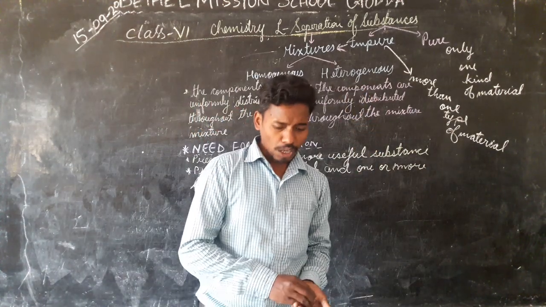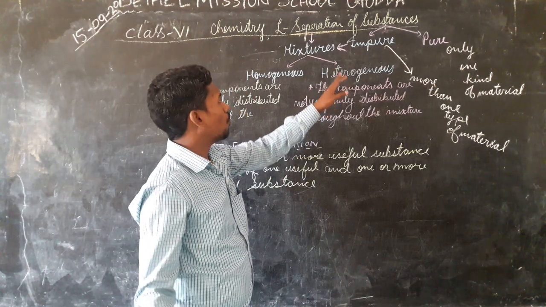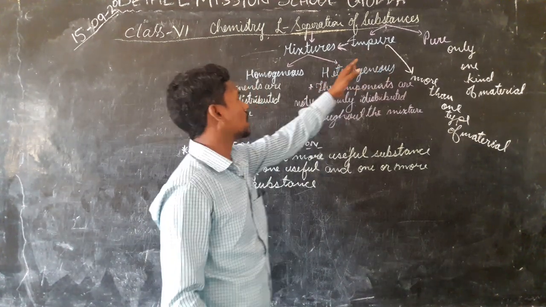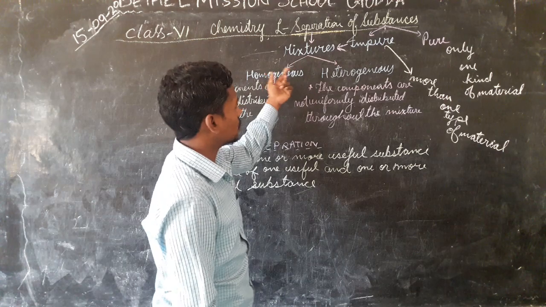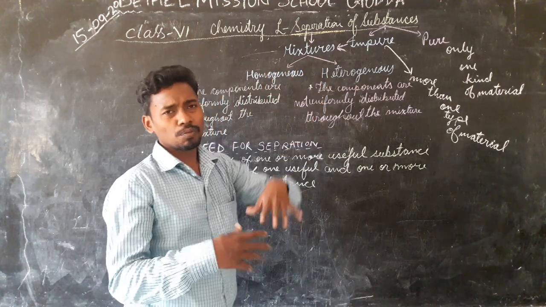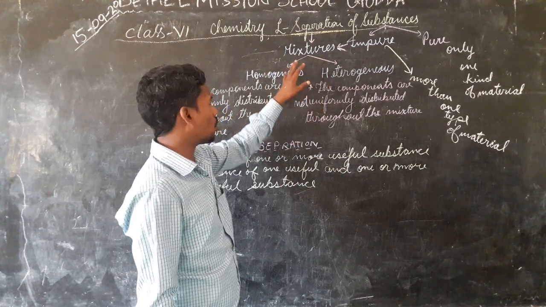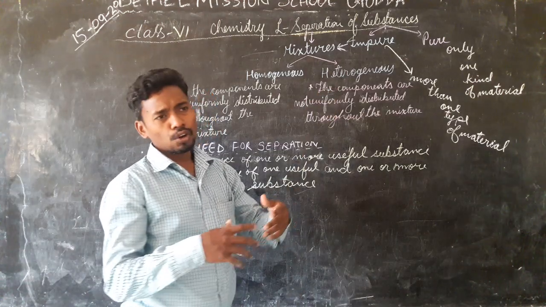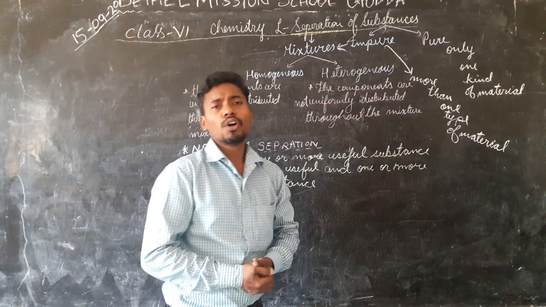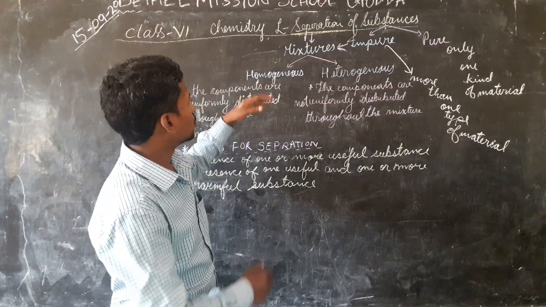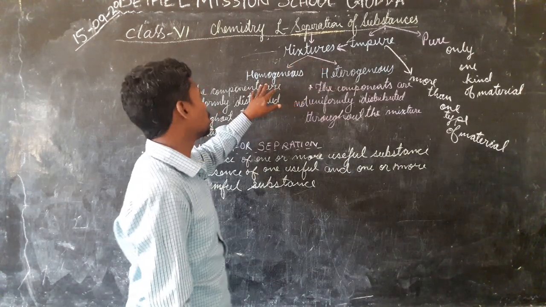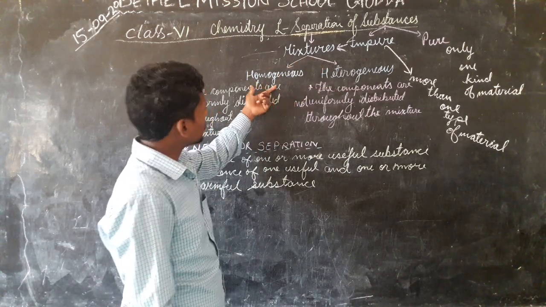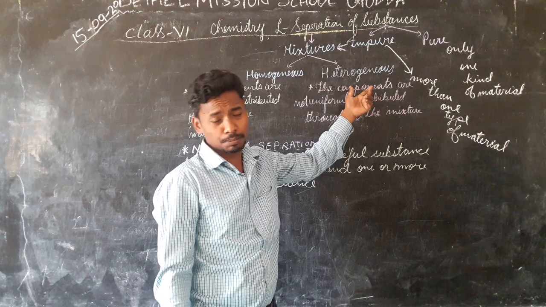Okay. Now this impure substance can also be called a mixture, because more than one type of substance is present. It is a mixture of two or more substances. These mixtures can be categorized into two parts again: the homogeneous mixtures and the heterogeneous mixtures.